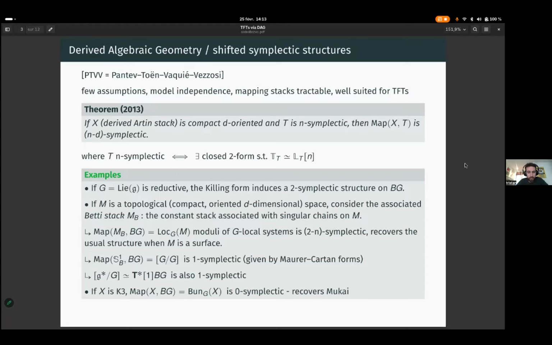so when I consider the circle, the Betti stack of the circle is just BZ. So the mapping stack is a quotient stack of G by itself with adjoint action. In this case, we get something one symplectic. Of course, the structure can be detailed, amounts to considering the Moore-Cartan forms.